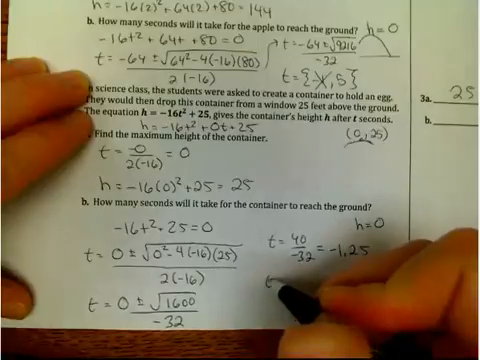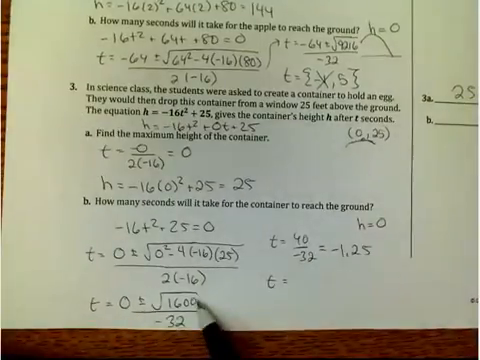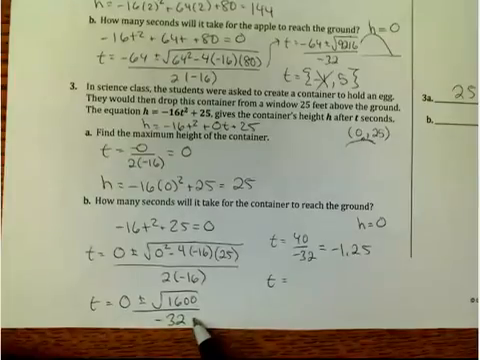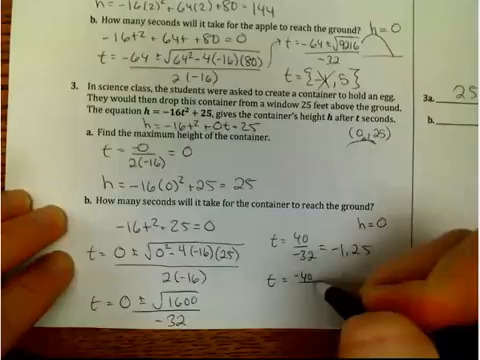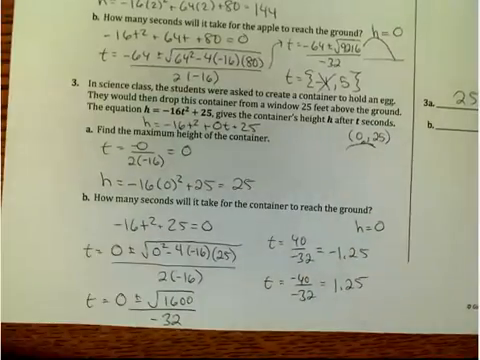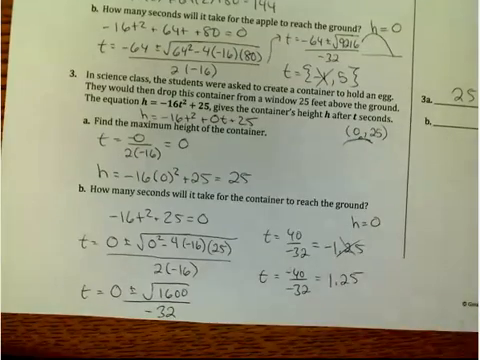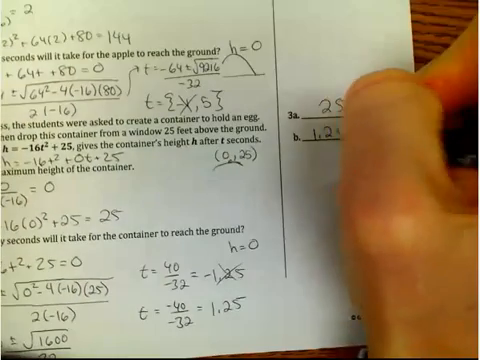And then I also want to look at this as 0 minus the square root of 1600. So that would be 0 minus 40 divided by negative 32. And so that would be like negative 40 divided by negative 32, which is going to give me a positive 1.25. I can't have negative seconds, so my answer is going to be 1.25 seconds.